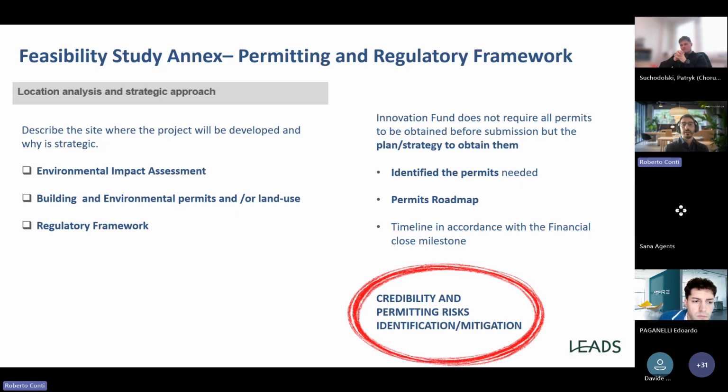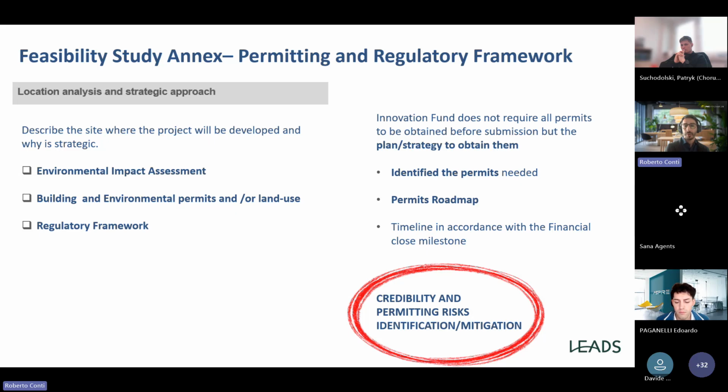So the Innovation Fund asks you to show the permits, but doesn't require that all the permits be already obtained before submission. But you should explain the plan, the strategy you have in order to obtain them. In the next presentation with Paola, some of this information will be provided with more details. So you should demonstrate that you already identified the permits you need.